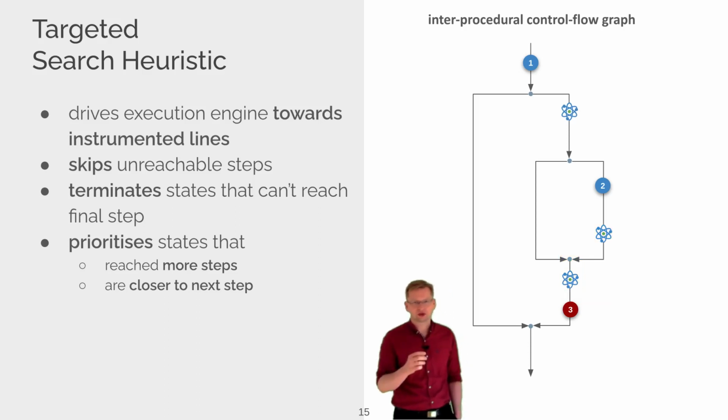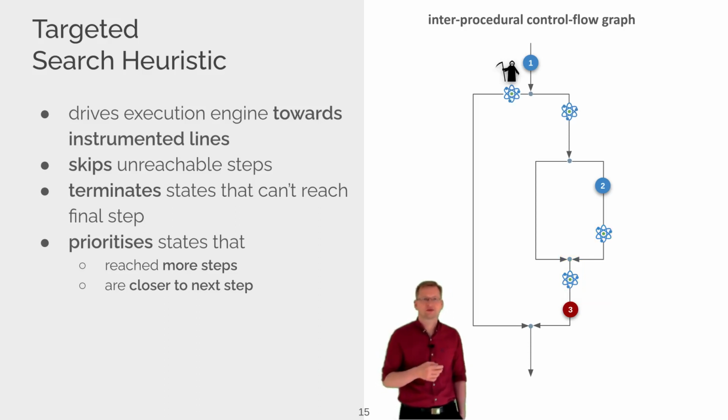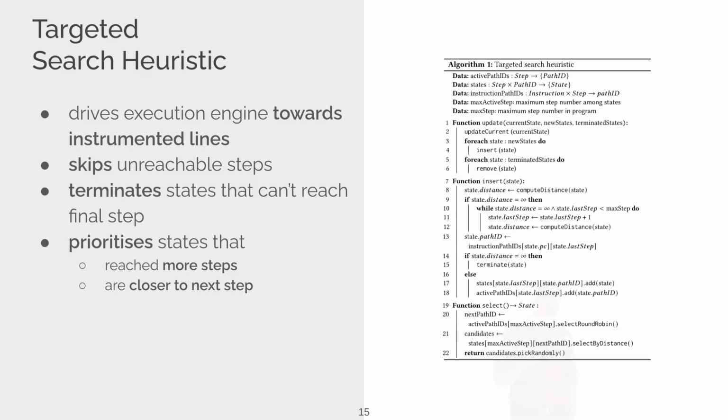For instance, we terminate paths that can't reach the error locations, but we keep paths that just can't reach some intermediate steps. In that case, they just target the next reachable step. If you'd like a more detailed description, please have a look at our paper.